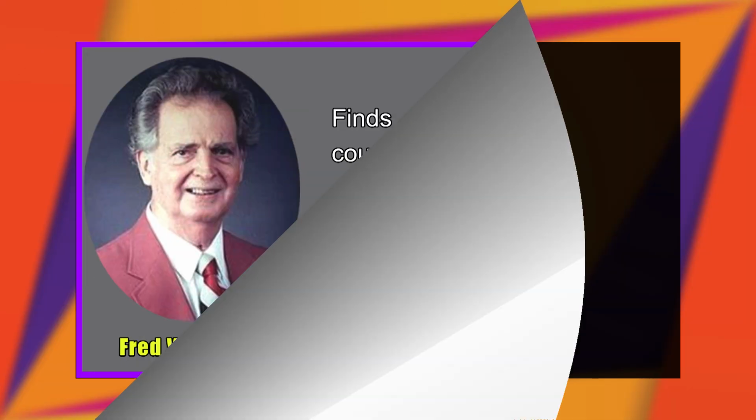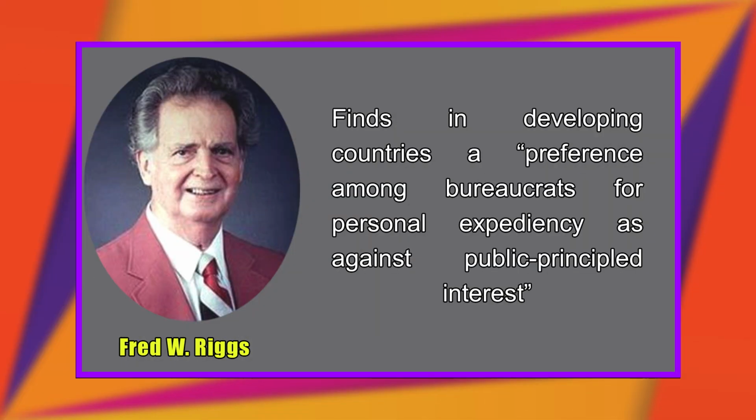This would also require a change in the outlook of bureaucrats. Riggs finds in developing countries a preference among bureaucrats for personal expediency as against public principled interest. This preference needs to be reversed through proper control mechanisms and training.